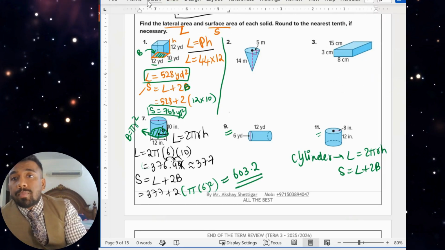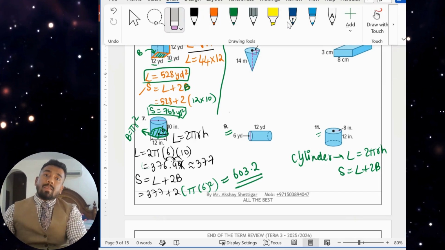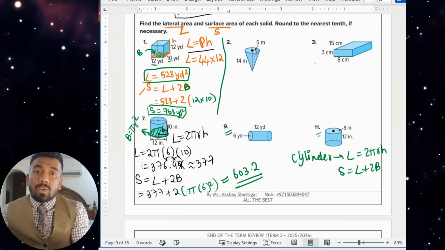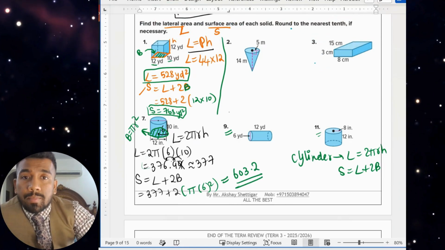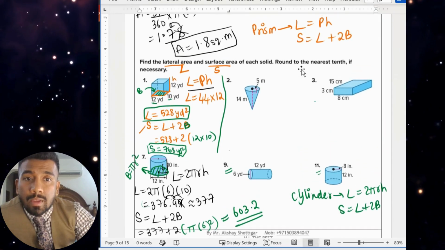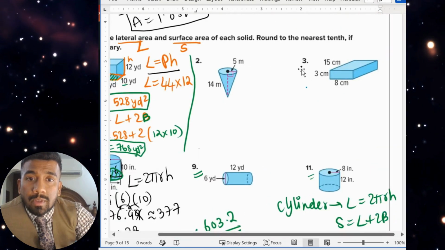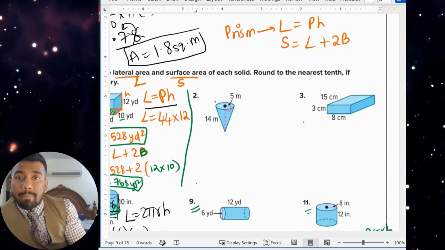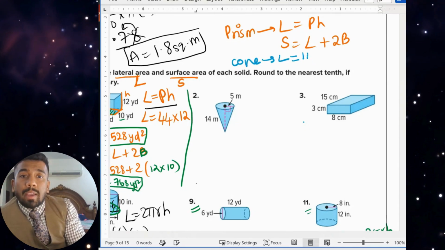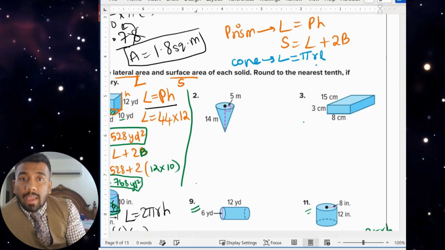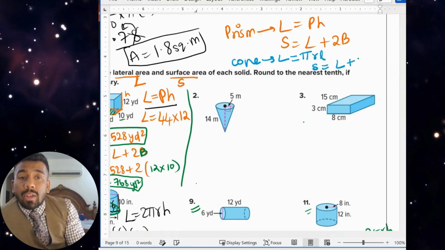Now for the cone, what's the formula? I'll write it down here. Let me zoom a little bit. So for the cone, what's the lateral area? The lateral area is pi r l, and the surface area is L plus only B.